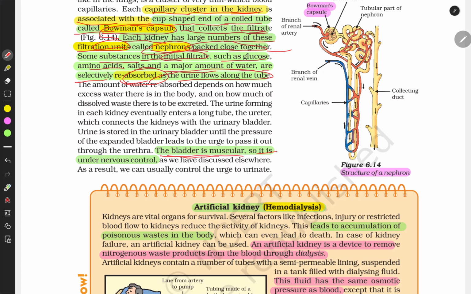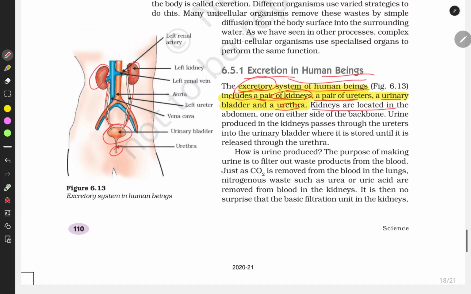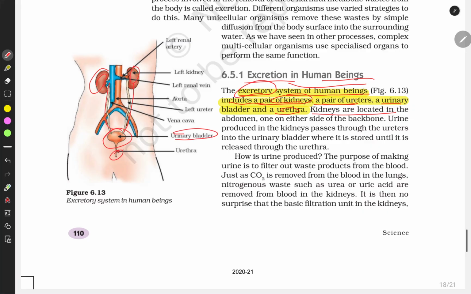The bladder is a muscle. It is under nerve control. So these muscles are under nerve control.